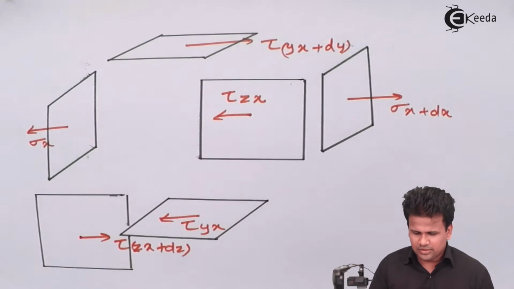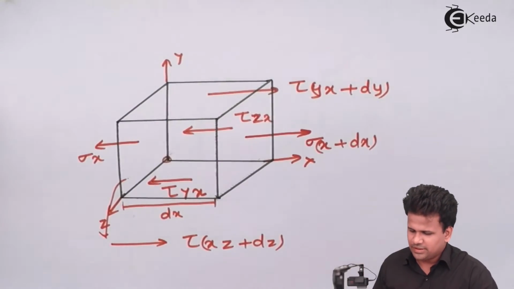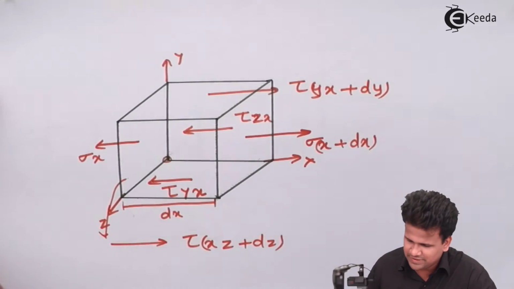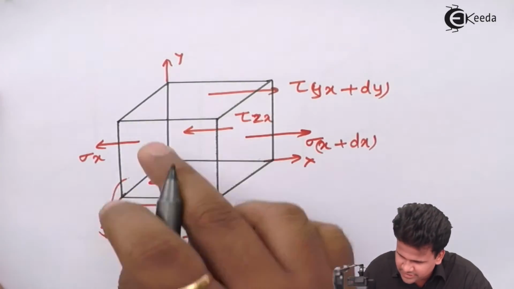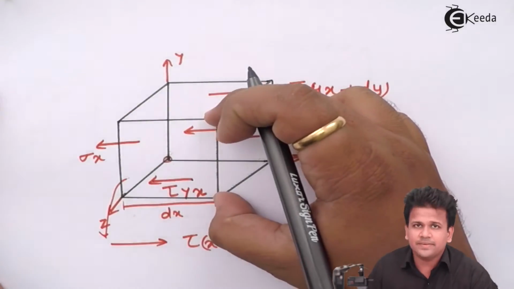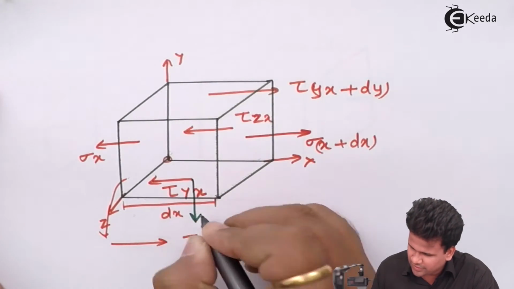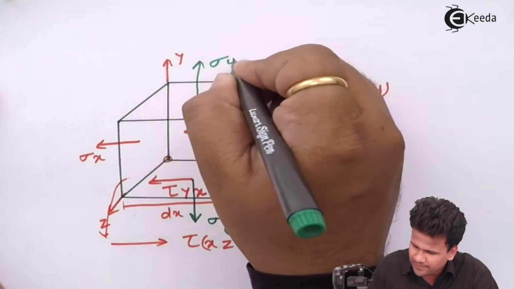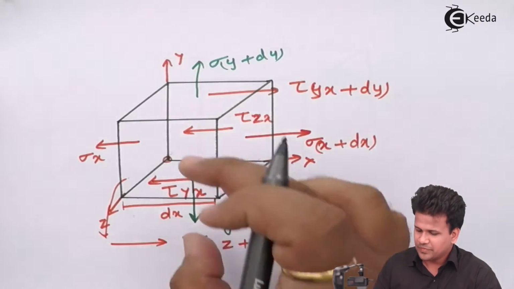Now let us see all the forces which are along y direction. So over here this is our initial plane. Now we'll see all the forces along y direction. First we'll see in y plane, y direction. So this is a y plane, this is also a y plane, separated by a distance of dy. So over here this will go down, this will be sigma y, and this will be sigma y plus dy, because the distance between the two planes is dy.